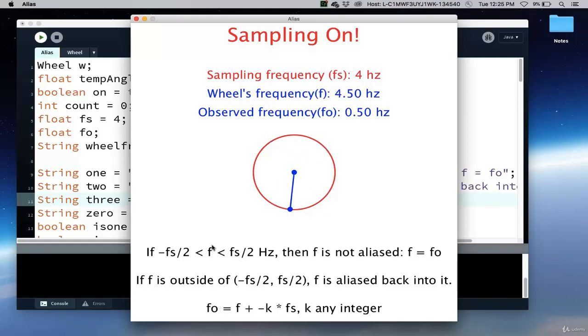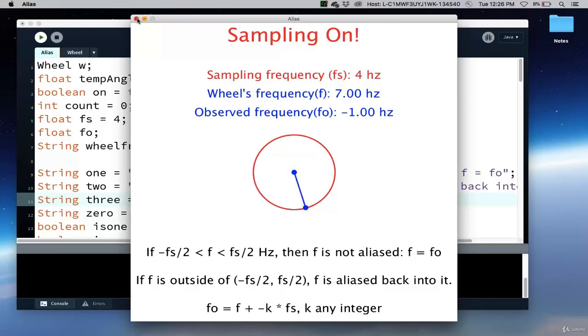So let's do an example. Let's go up to say 7. 7 is outside the range. If I subtract 4, I get 3, but 3 is still not inside this range. So I subtract 4 again. 3 minus 4 is negative 1. Once I'm inside the range, then that's my observed frequency. So this is the formula that converts actual frequency to observed frequency. You basically subtract or add some multiple of the sampling rate.